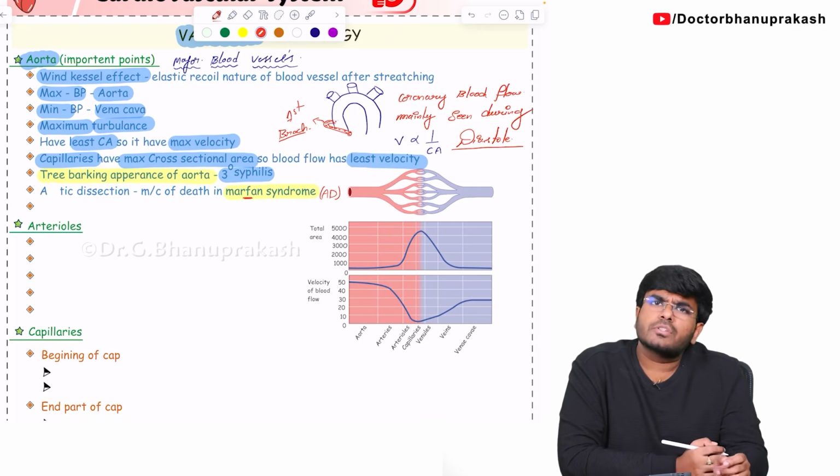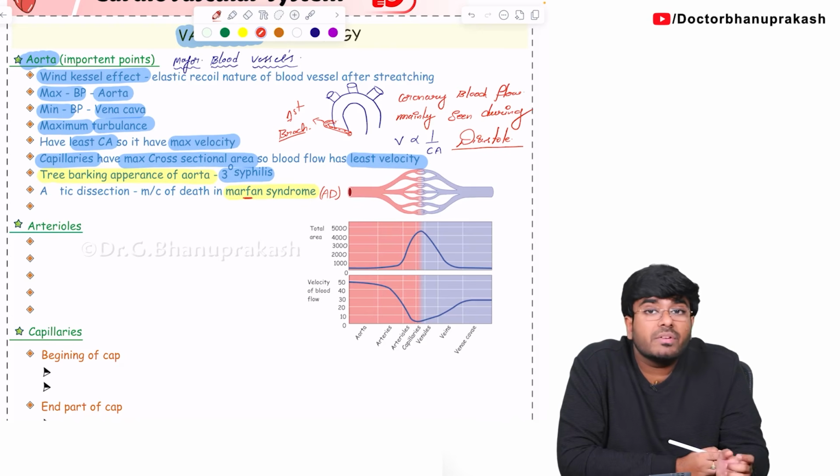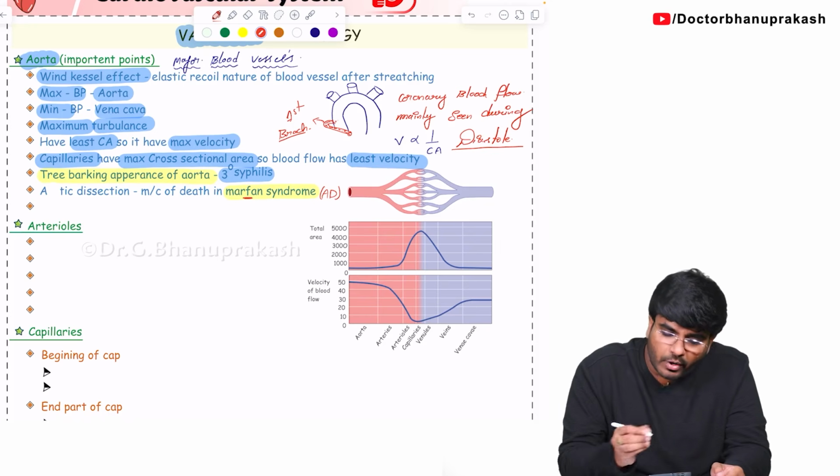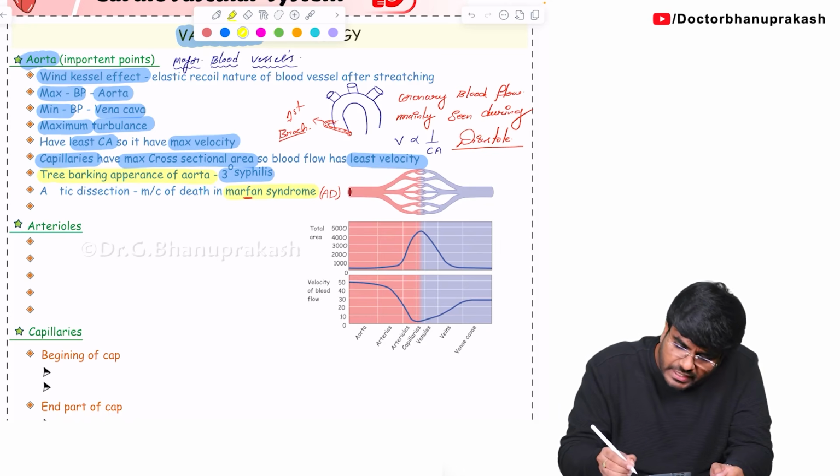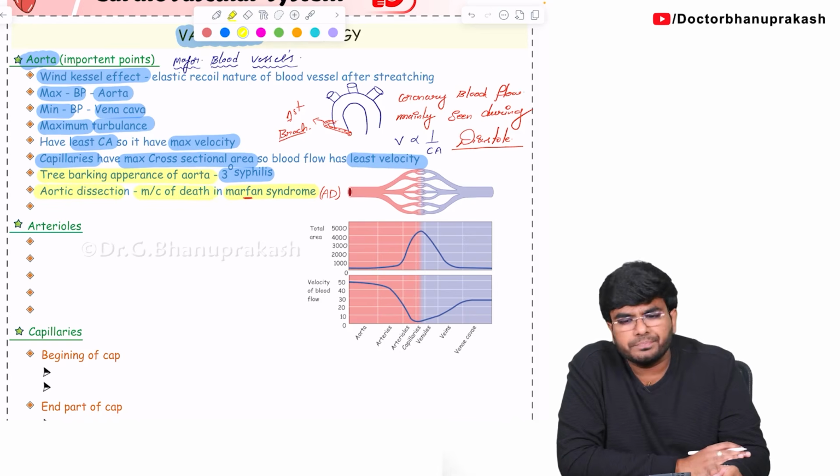Okay, these patients will also die. Because of what? Because of an aorta related problem. What is the most common cause of death in Marfan syndrome? Aorta related problem. What is that aorta related problem? Aortic dissection. Okay, aortic dissection is the most common cause of death in a patient with Marfan syndrome.